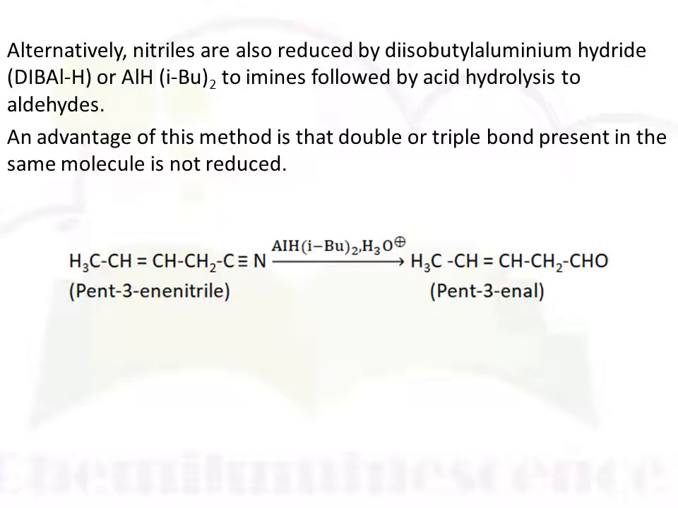Here this is the nitrile and the reagent used is DIBAL, which is represented by AlH in bracket iBu twice, because DIBAL means diisobutyl aluminum hydride, and sometimes another symbol is also used. By reaction of DIBAL with nitrile we form imine, and imine on further acidic hydrolysis gives aldehyde as a product.